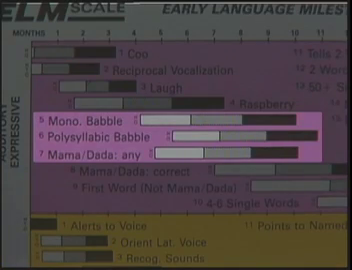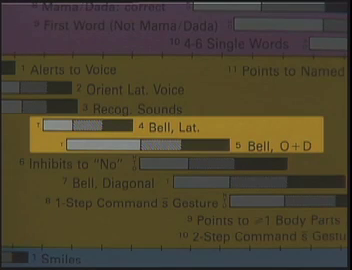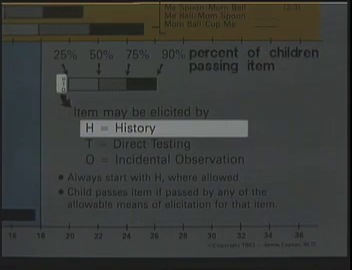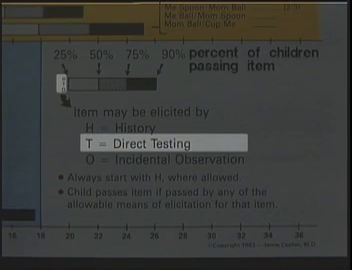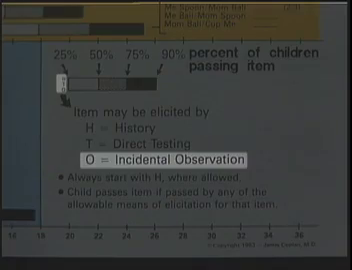Most items on the ELM scale are marked HO, since phenomena such as cooing and babbling cannot be directly tested, but must be ascertained primarily on the basis of parental history or incidental observation. Conversely, some items, such as orienting to a bell, are only to be obtained by testing. Always start by history where allowed. If an item is not passed by history, then proceed with direct testing if allowed. An item may be passed by incidental observation anytime where allowed.